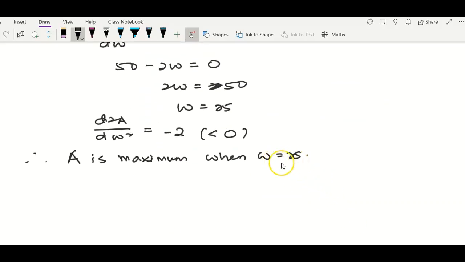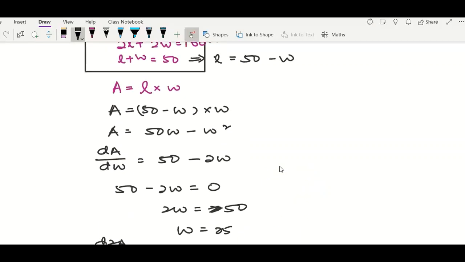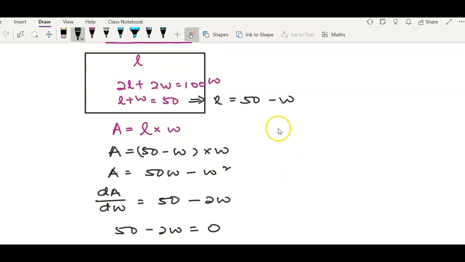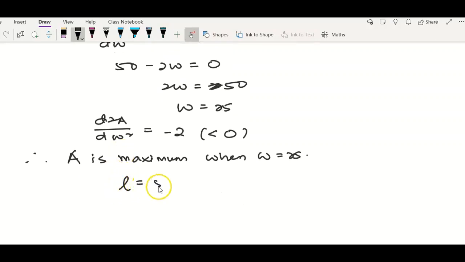So this is W, we need one more value so that we can get a full answer. That is the L, sorry. You need to get the L, and L equals 50 minus W. L equals 50 minus W. So L equals 50 minus 25. That will be equal to 25.